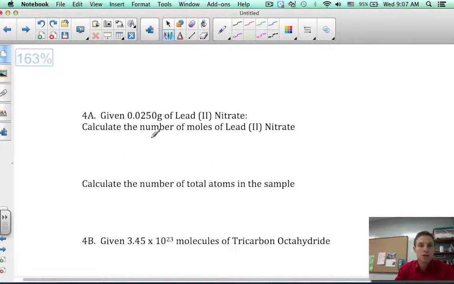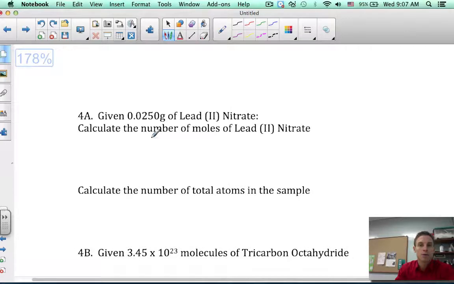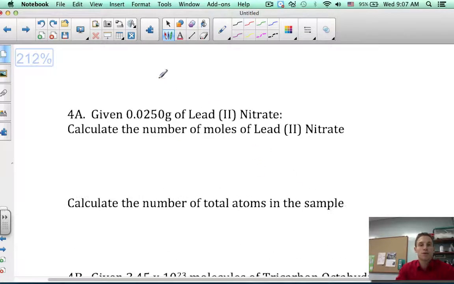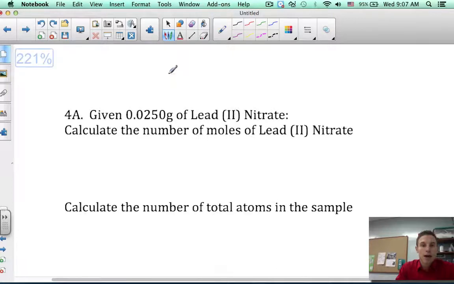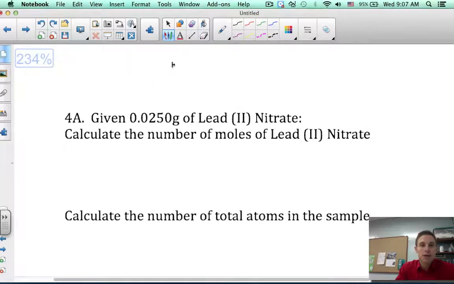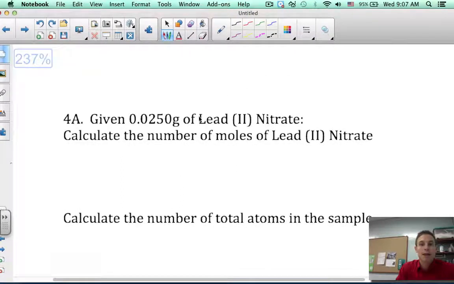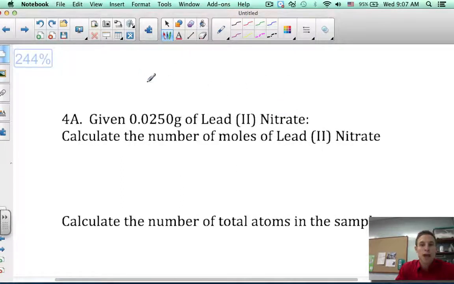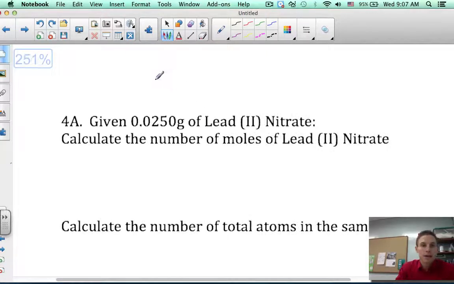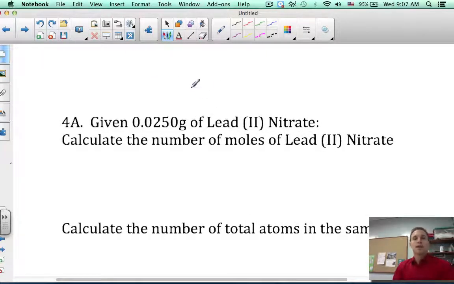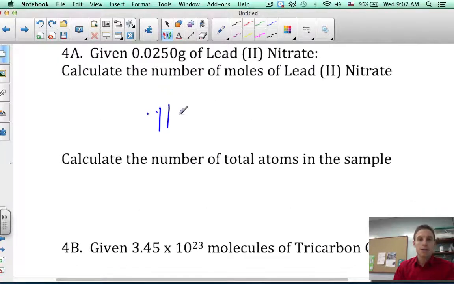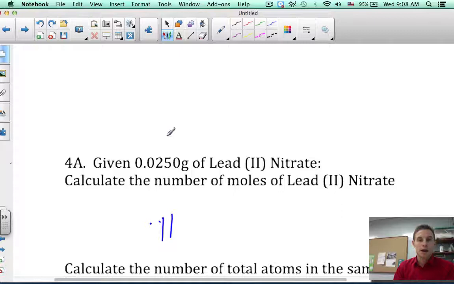Now, given 0.0250 grams of lead 2 nitrate, calculate the number of moles of lead 2 nitrate. First thing I'm going to do is write out lead 2 nitrate as a formula, once this stops enlarging and my computer catches up. Alright, so here we go. Yeah, computer's a little bit slower than I am, but that's okay.